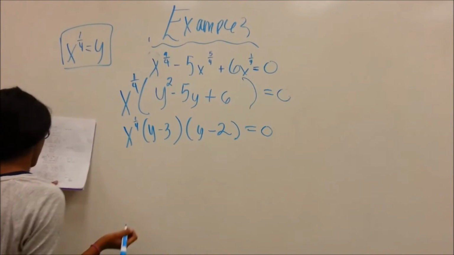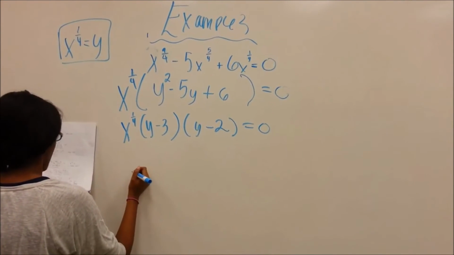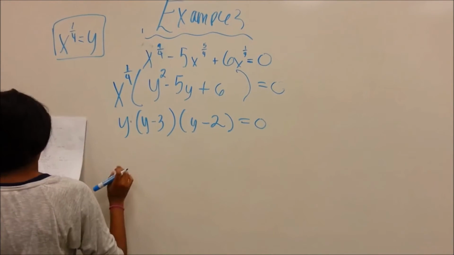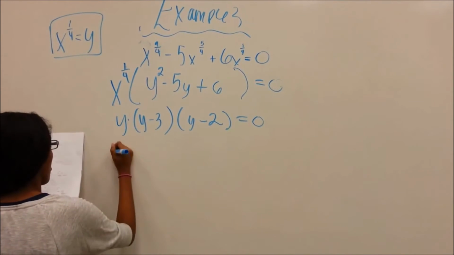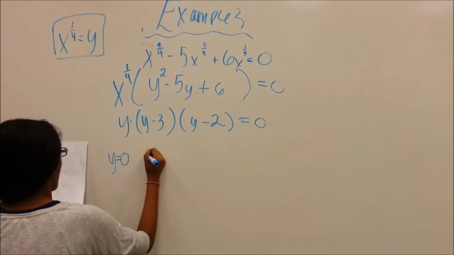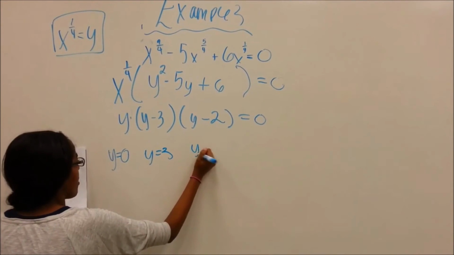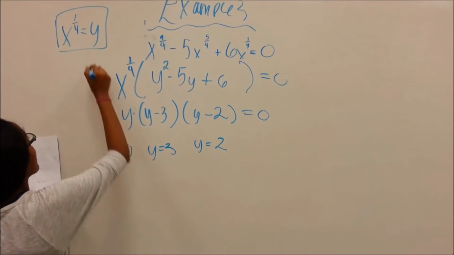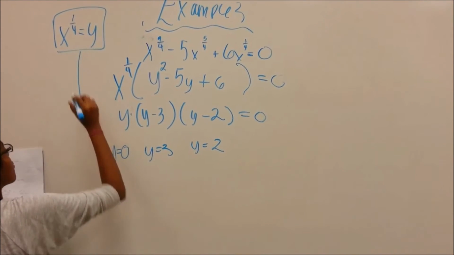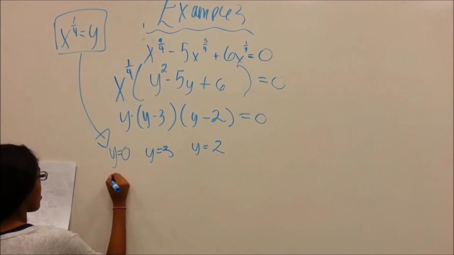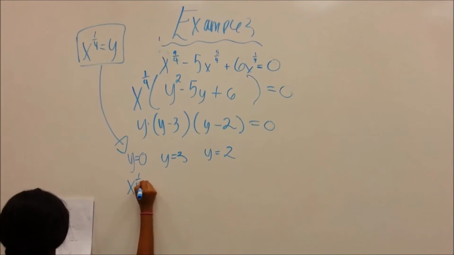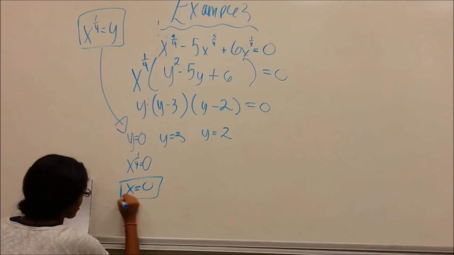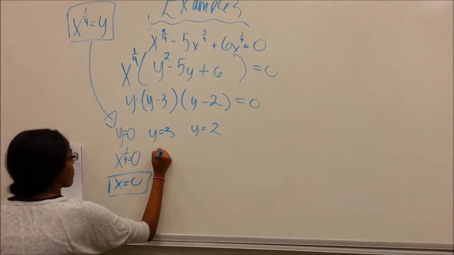So, you know your solution is y equals 0, y equals 3, and y equals 2. But these are not the answers, because you have to go back and plug x to the 1/4 into these answers. So it's going to be x to the 1/4 equals 0, which is just 0, which is one answer. You have to go back for here too.